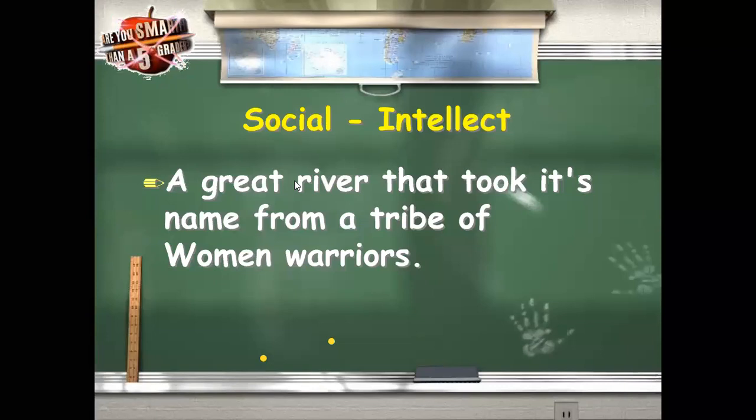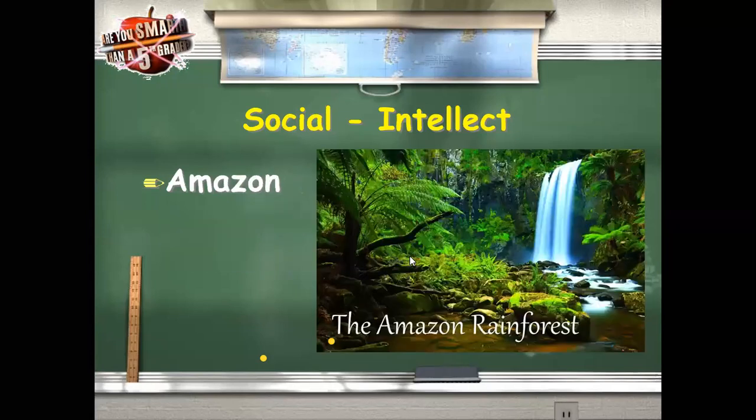A great river that also is the name of a tribe of women warriors. Come on, you should get this one. It's a great river which also is the name of a group of women warriors. Yes, Nile. Yeah, tell me. Hold on, Julia. River Nile. Not Nile, Sauda. Not Nile, others. What else could it be? Come on, everybody. Amazon. Yes, I was looking for Amazon.